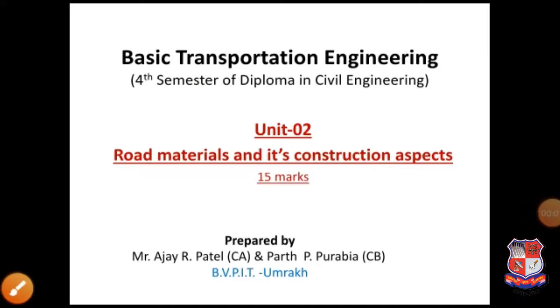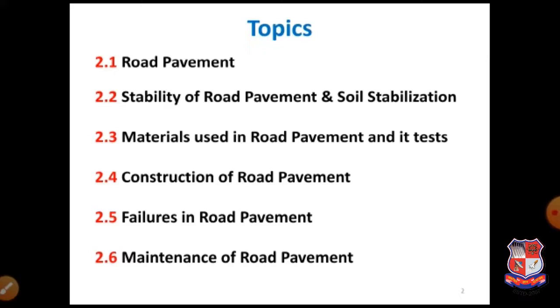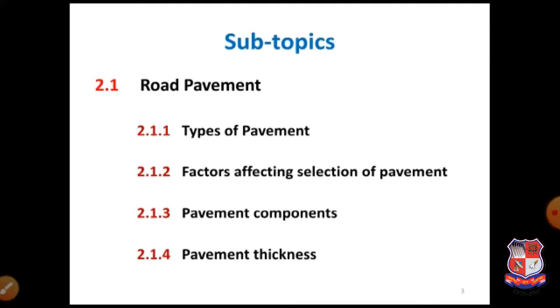Dear students, I welcome you to the second lecture of the subject Basic Transportation Engineering, for Unit 2, Road Materials and its Construction Aspects. There are 6 main topics of this unit. First is road pavement, and in road pavement the subtopics are types of pavements, factors affecting selection of pavements, pavement components and pavement thickness.